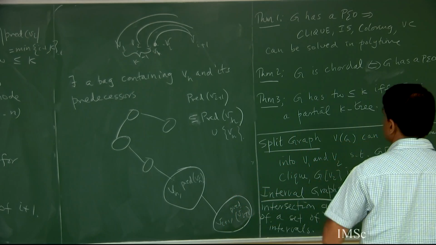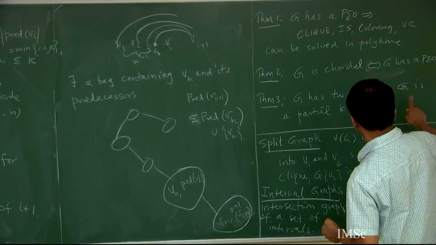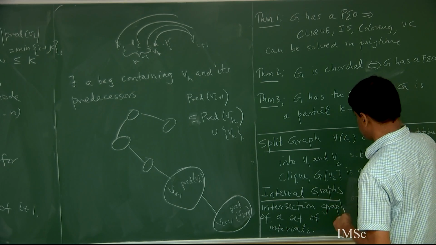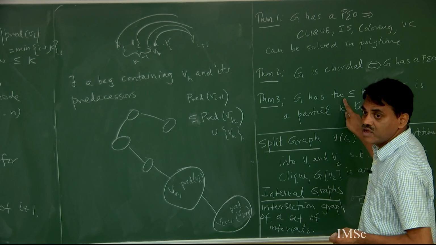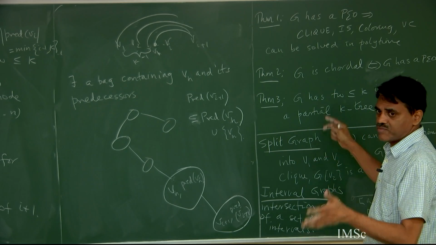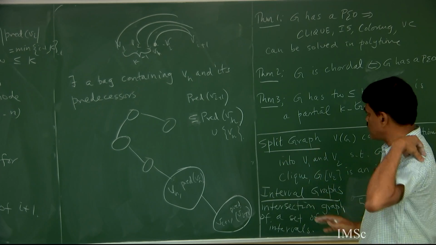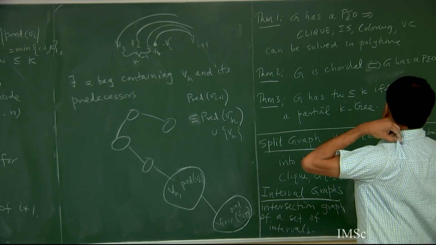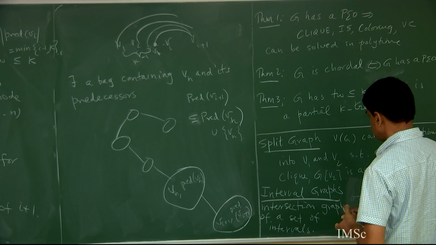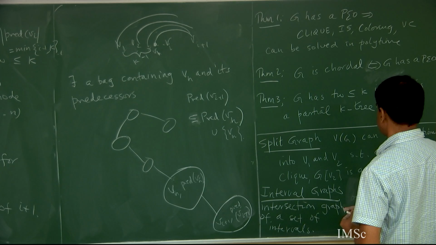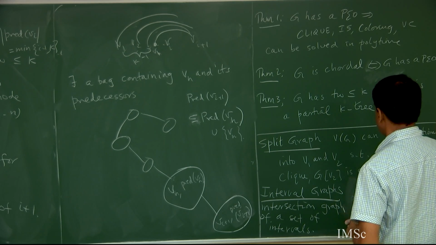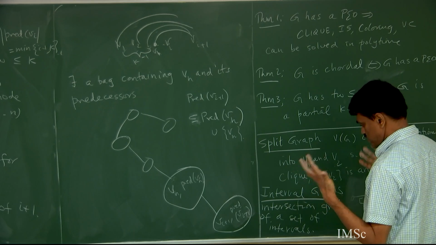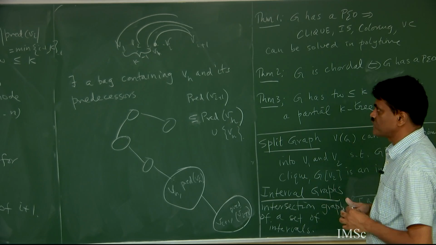Okay, so I have shown one direction: if G is a partial k-tree, then it has tree width at most k, because partial k-trees are subgraphs of k-trees. Now the last piece I want to show is if G has tree width at most k, then it is actually a subgraph of a k-tree.